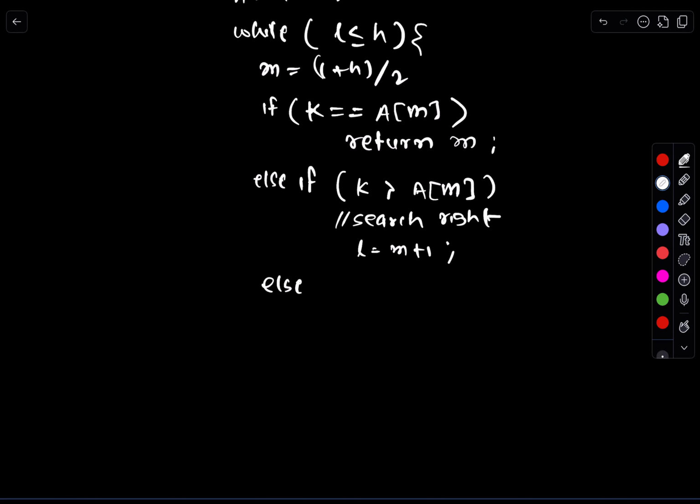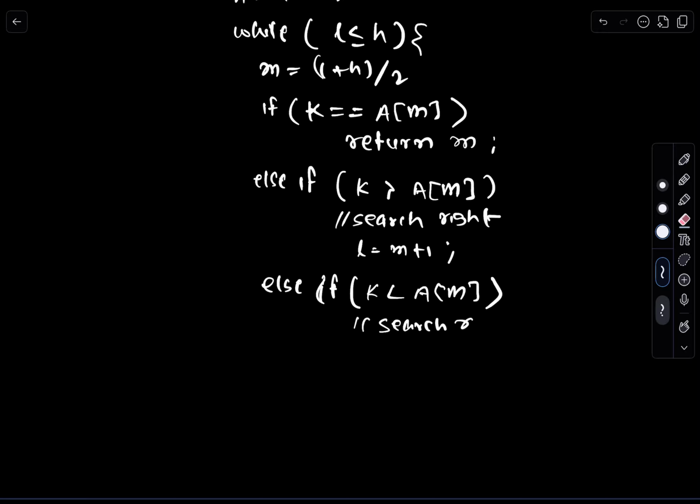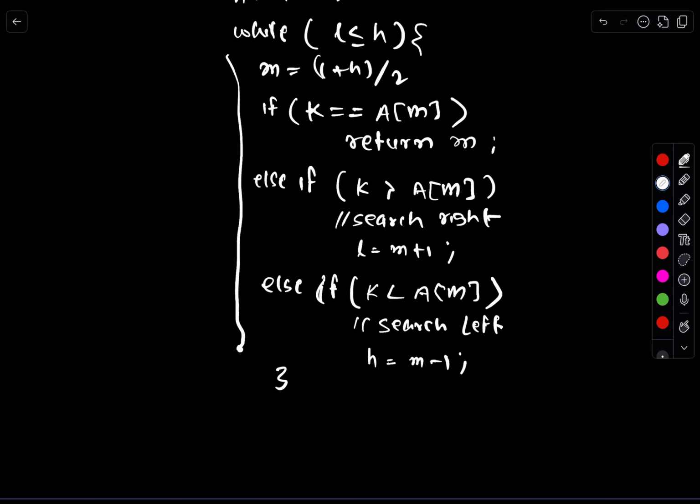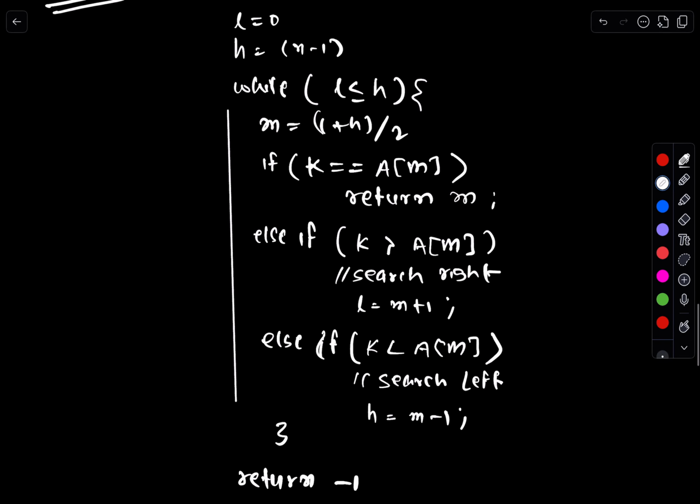And else is the last condition where target is less than A of m. Let me write it for you, but you can skip. K is less than A of m. If this is the case, then we have to search right, sorry, left. And in that case, my H should be before m. That's it. My while loop ends. If not found, then we return -1. Solved. So this is the pseudocode.